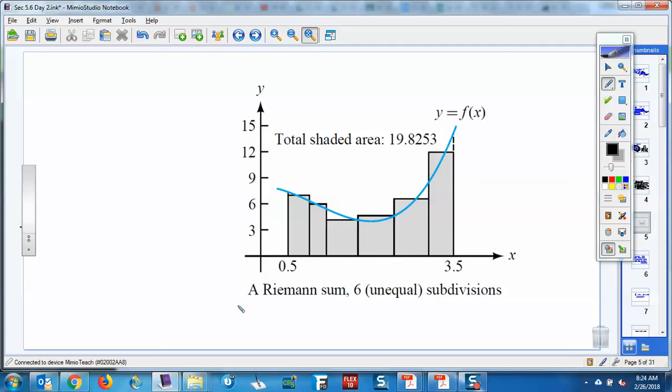Okay, so the actual area is 10 point something, and here we got 14 something. Well, then that makes sense that you over approximate with these right rectangles, right?